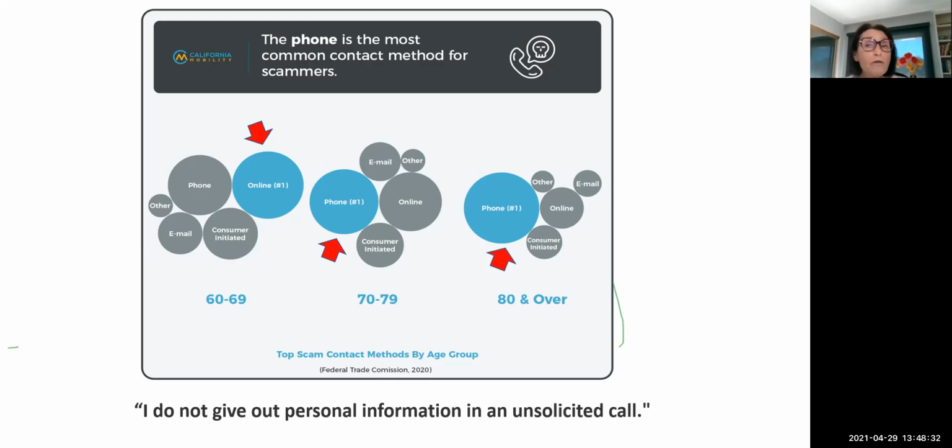But they also know that over the age of 70, and especially over the age of 80, most people use the phone more for communication than email, text, and social media. So what I'm trying to say here is that the scammers study habits, and they're very, very clever. They know exactly how to reach you and try to victimize you, okay?